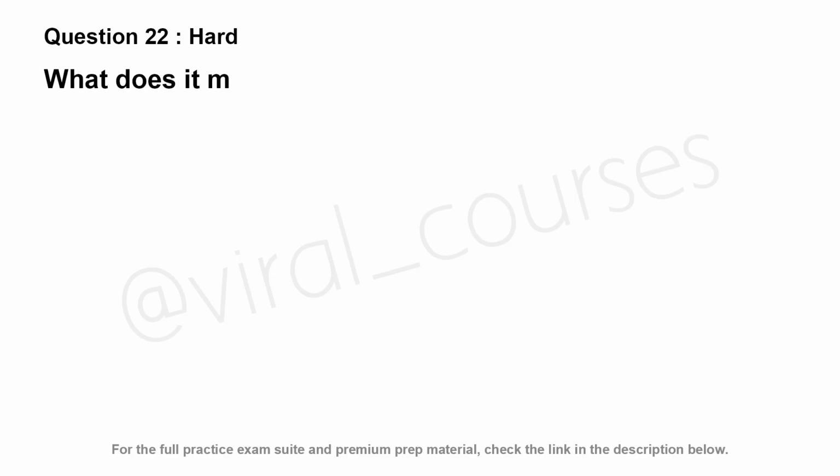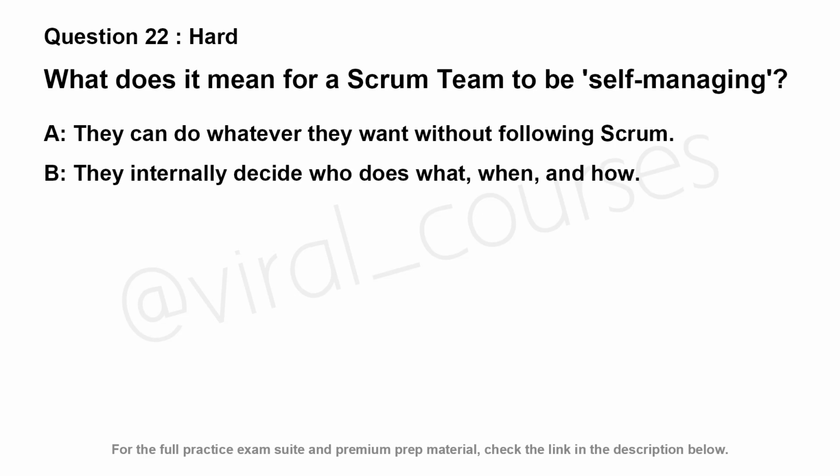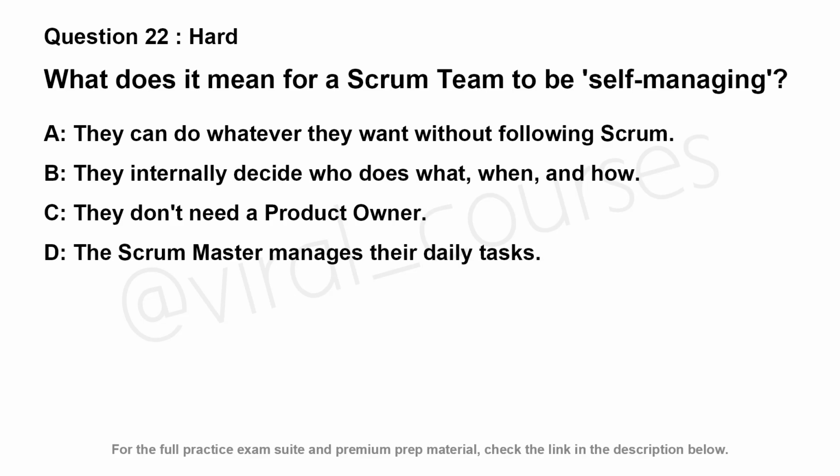What does it mean for a Scrum team to be self-managing? Option A. They can do whatever they want without following Scrum. Option B. They internally decide who does what, when, and how. Option C. They don't need a product owner. Option D. The Scrum Master manages their daily tasks.